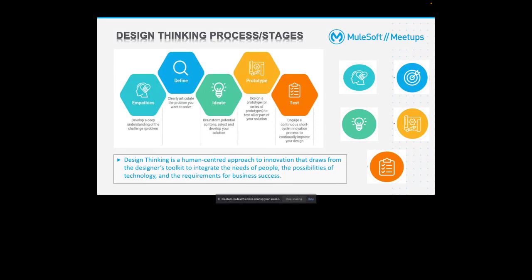So it's a human-centered approach that draws from the designer's toolkit. The toolkit is what you have in your mind, basically what steps you have to follow to integrate the needs of people. Now, what you'll have to do is empathize. Empathize means you have to be in their shoes. For example, you have to think like a customer. Say you are making a Flipkart, an Amazon. You have to first think of the customer: what does the customer want, what is the ease, what do they want?